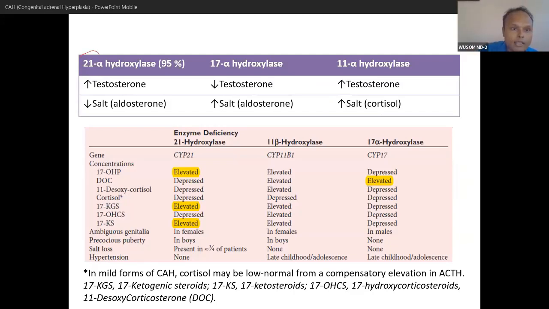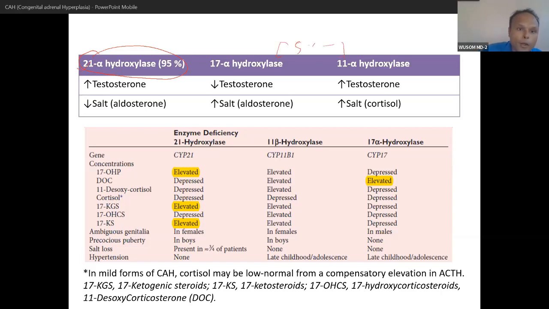So you can see in 95% of cases, the deficiency is 21 alpha hydroxylase. That is why this is most important. The other 5% is formed by 17 alpha hydroxylase and 11 alpha hydroxylase. 5% is constituted by these 2 disorders.